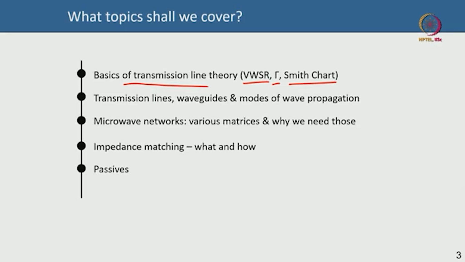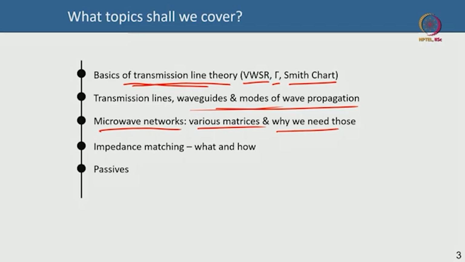So, we are going to talk about transmission line theory, because the gate and the drain and the source, everything, you are basically feeding them through transmission line. So, we need to understand transmission line. We are going to talk about waveguides and modes of wave propagation, but again this is very brief. Then the very important thing is microwave network, specifically 2-port network. We have various matrices to actually characterize them, and this is a little bit mathematical, but we have no option, we cannot avoid them. We will talk about why we need these different kinds of matrices.